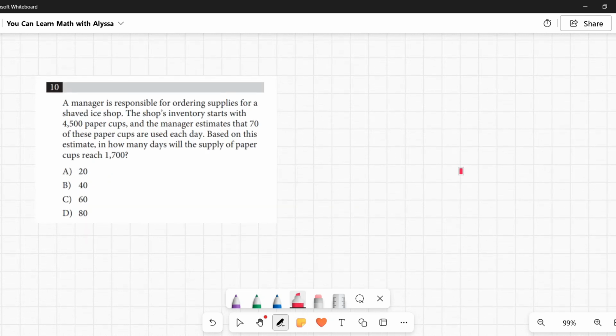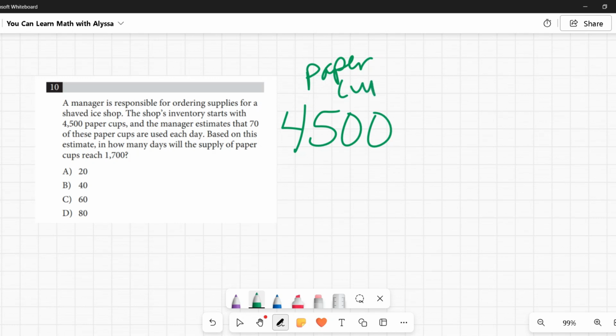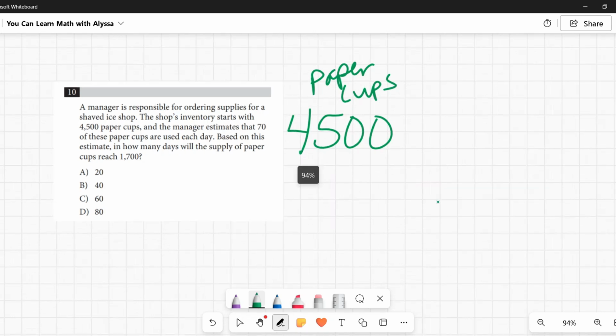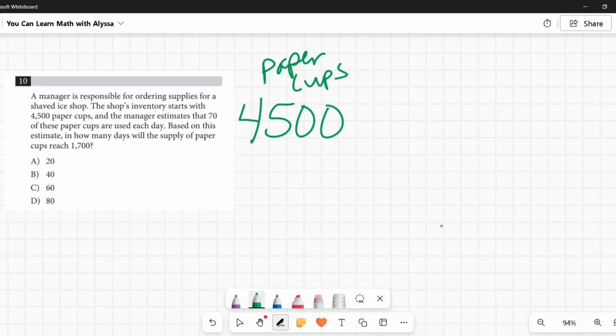Number 10, a manager is responsible for ordering supplies for a shaved ice shop. The shop's inventory starts with 4,500 paper cups. Okay, so 4,500 paper cups. And the manager estimates that 70 of these paper cups are used each day. Doesn't seem like really a lot of business for this shaved ice shop, but okay, apparently he's doing all right for himself. So 70 are used each day. Based on this estimate, in how many days will the supply of paper cups reach 1,700?